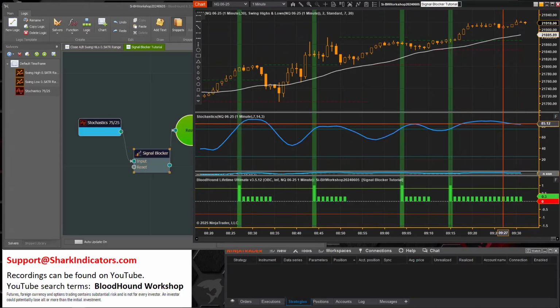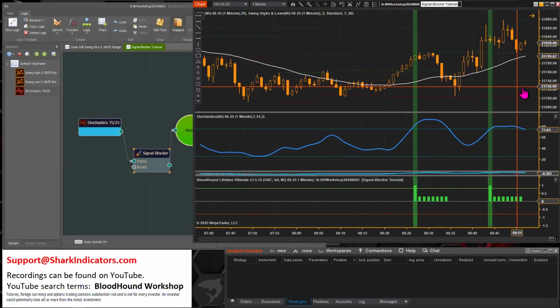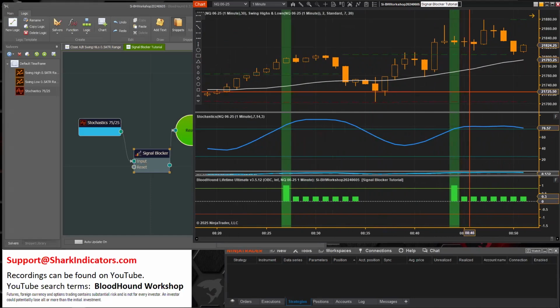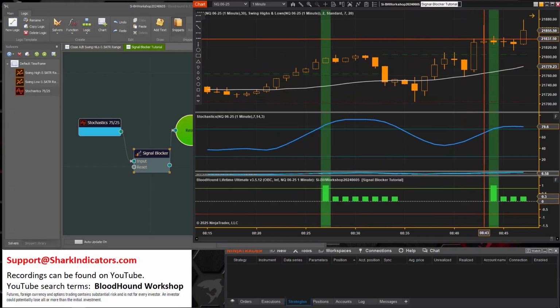All right, our stochastics is oversold here. But let's go back. And wow, the markets are really calm today. That's really surprising. All right, I think this is probably a good example. So you see this bar here? It has a really long wick.